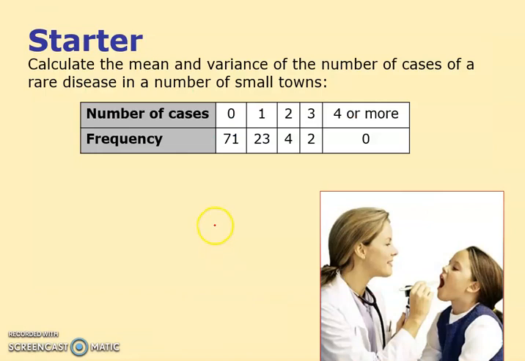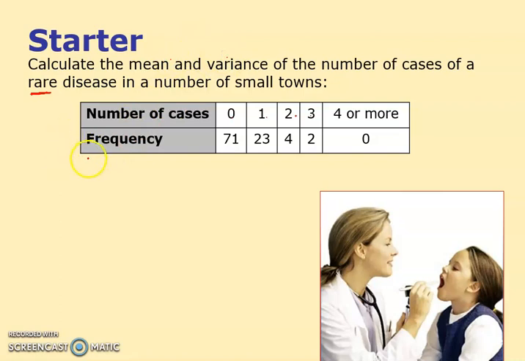Now this starter is the number of cases of a rare disease in a number of small towns. So lots and lots of towns and how many cases of these there are. Now in my first exercise, 3A.1 on the Poisson distribution, I did say these are very often considered to be rare events. So it's quite interesting that it says rare disease. And what does it want? It wants the mean and the variance. Now I can type these into my calculator.